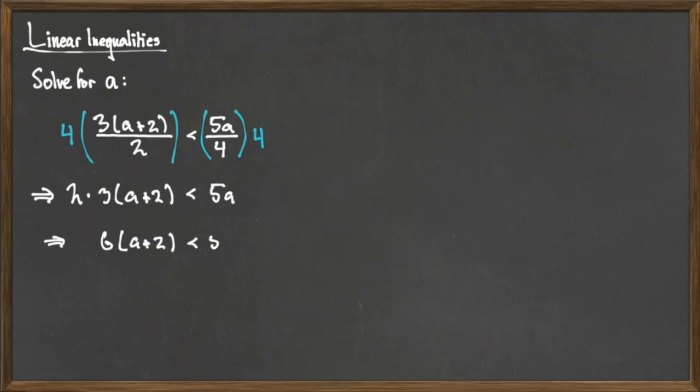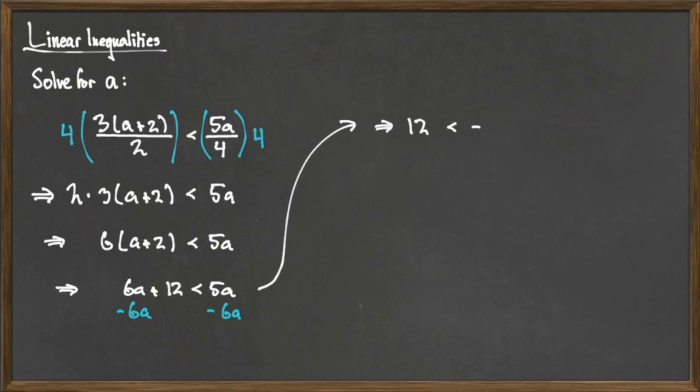Next, let me simplify the left and right hand sides as much as I can. I'm going to get 6a plus 12 is less than 5a. Next, I'm going to subtract a 6a from both sides to give me 12 is less than negative a. And now to solve for a completely, I'll divide both sides by negative 1 and get that negative 12 is bigger than a. Next, I'm going to mirror this inequality so that a is on the left-hand side and write it as a is less than negative 12.